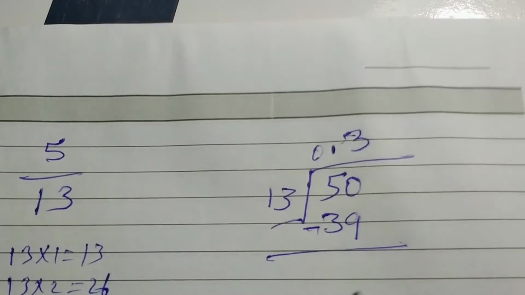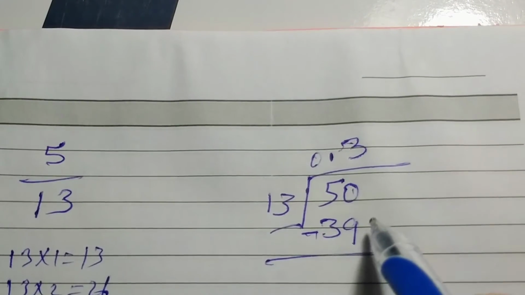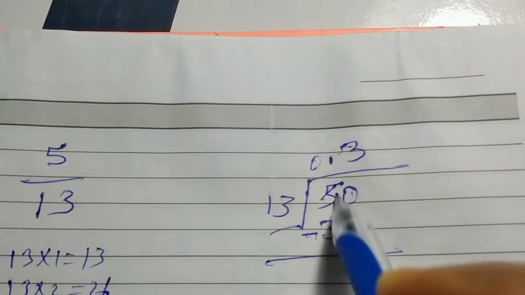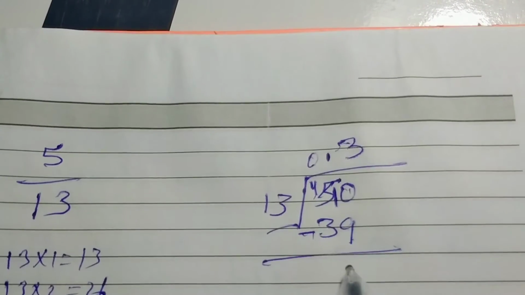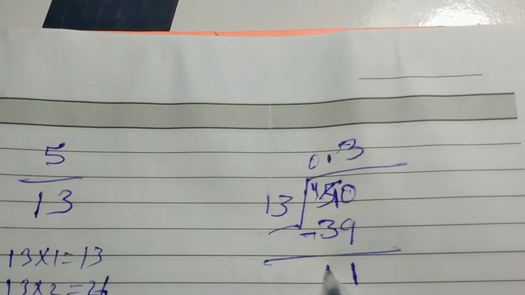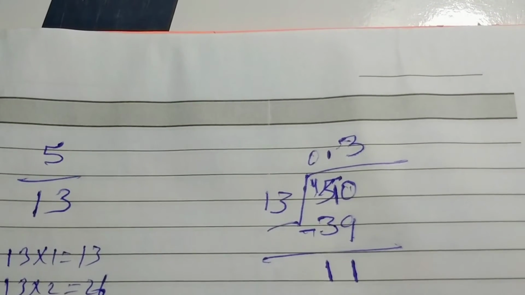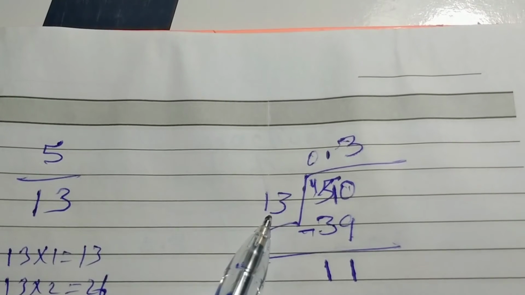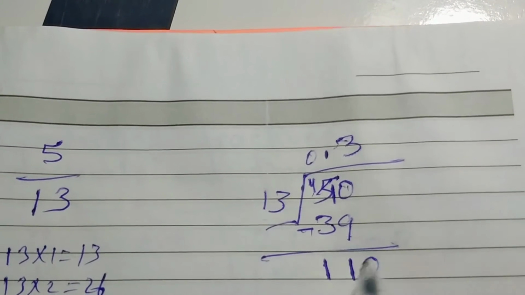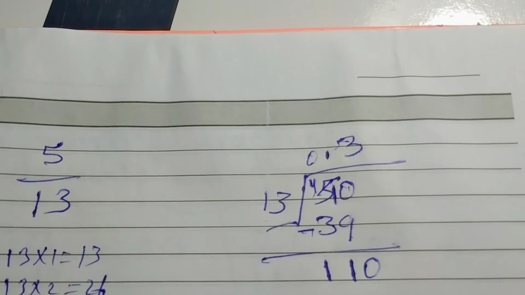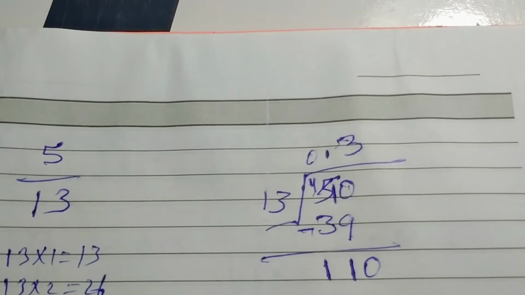So we will subtract now. 0 minus 9 impossible. Take 1 from the next number. It is 10. Here remaining 4. 10 minus 9 equals 1. 4 minus 3 equals 1. So now we have 11. Again 11 is less than 13. So if it is less than 13, I will put here 0 and I will not put here point. Why? Because point is already in the answer.